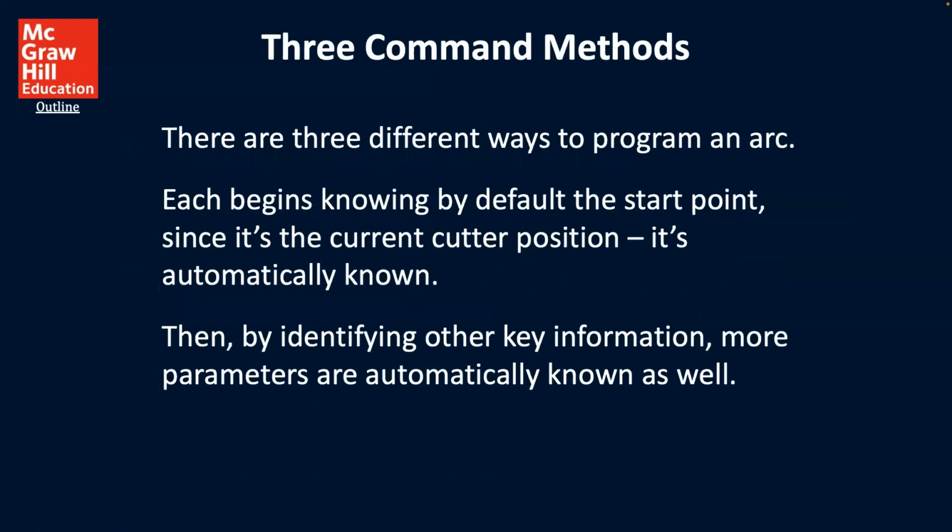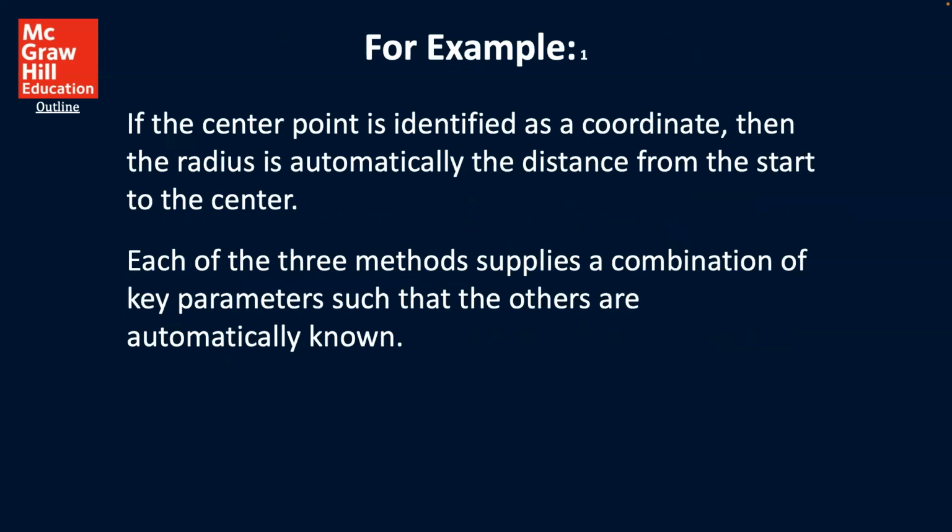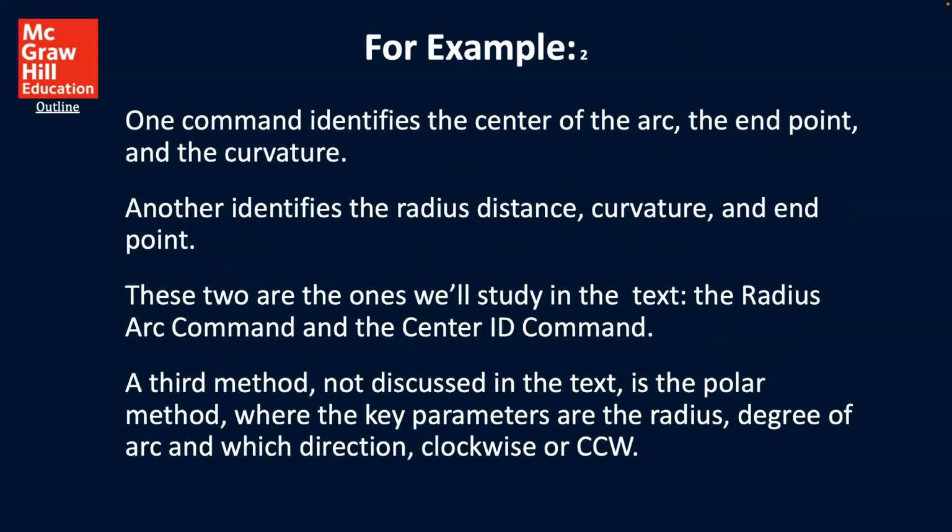3 command methods. There are 3 different ways you can program an arc. Each begins by knowing the start point by default, since it's the current cutter position, so it's automatically known. Then by identifying other key information, more parameters are automatically known as well. For example, if the center point is identified as a coordinate, then the radius is automatically the distance from the start to the center.